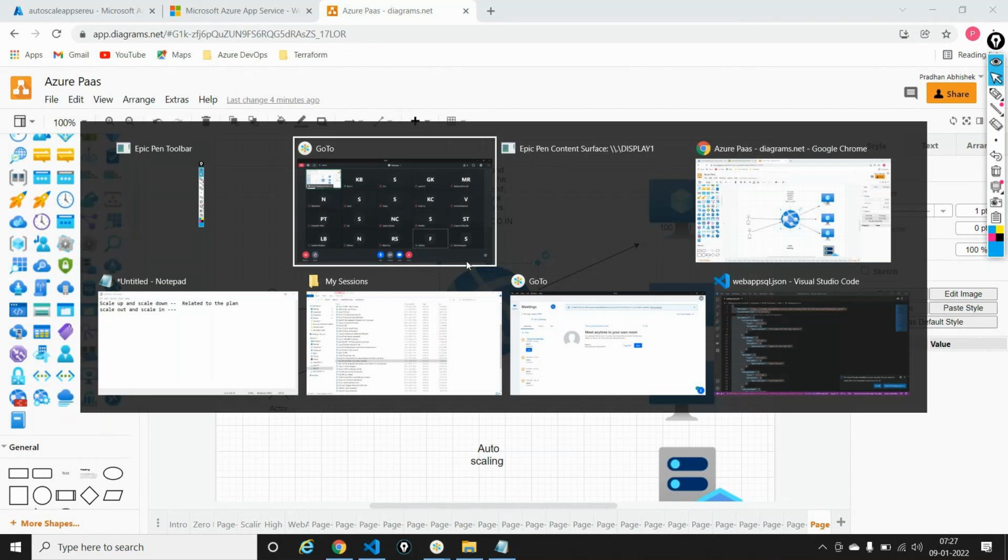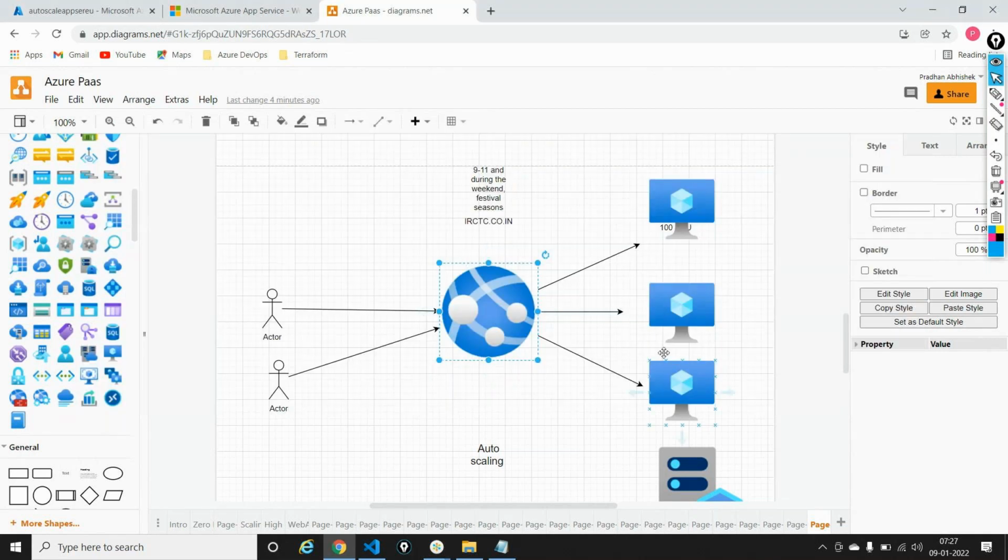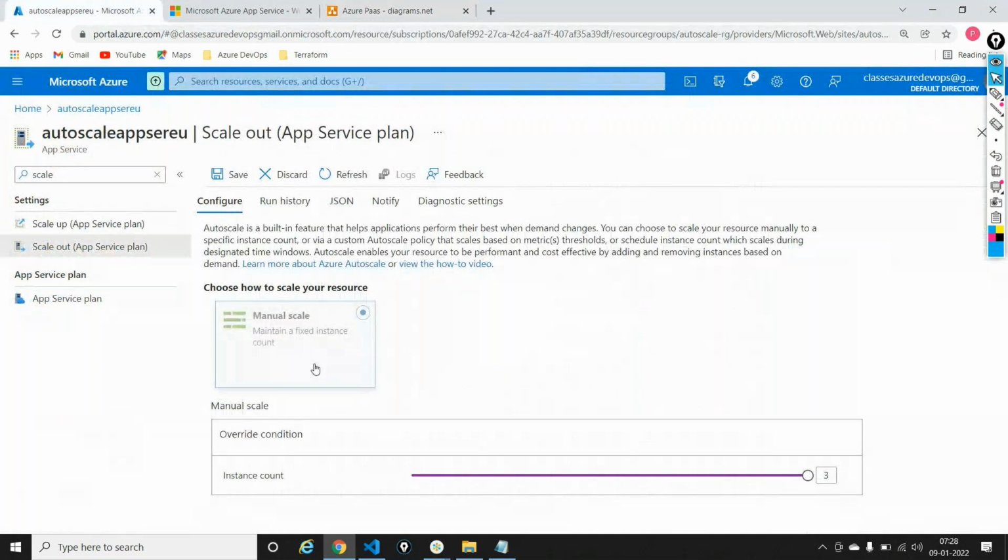Great, these are automatically getting created for me. I'm happy, but again, I only need three instances running in the backend during the 9 to 11 window and during the festival season. And I don't want three instances to keep running in the backend after this particular period. So I am in something known as manual scale. So there should be a user who's monitoring in the backend, meaning there should be a user as an administrator like us who's managing all these things in the backend. And after 11, he should go ahead and scale it down to one.